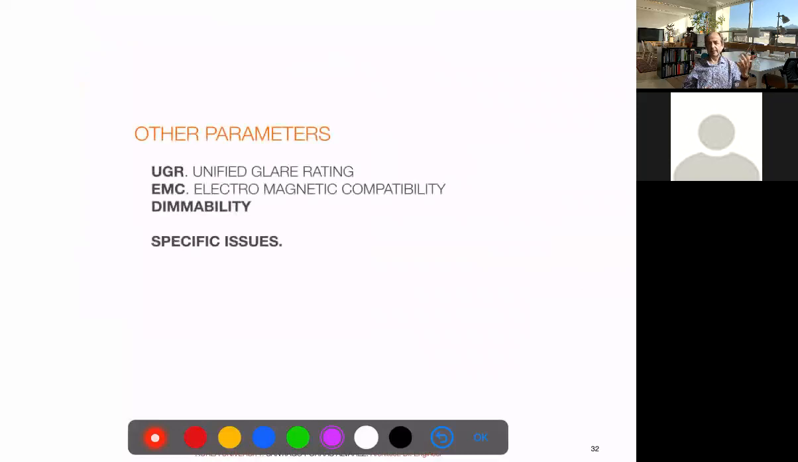So there are many things. I just simplified and chose those which I think are more important. The unified glare rating, electromagnetic compatibility, that's important because modern lighting has a lot of problems in that sense. And dimmability is about the controls. And there are specific issues to lighting systems.